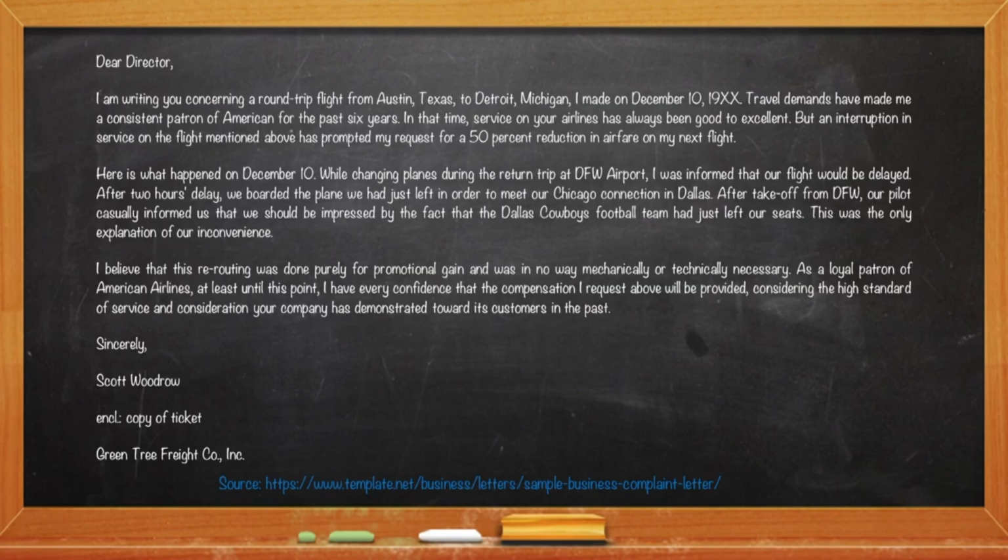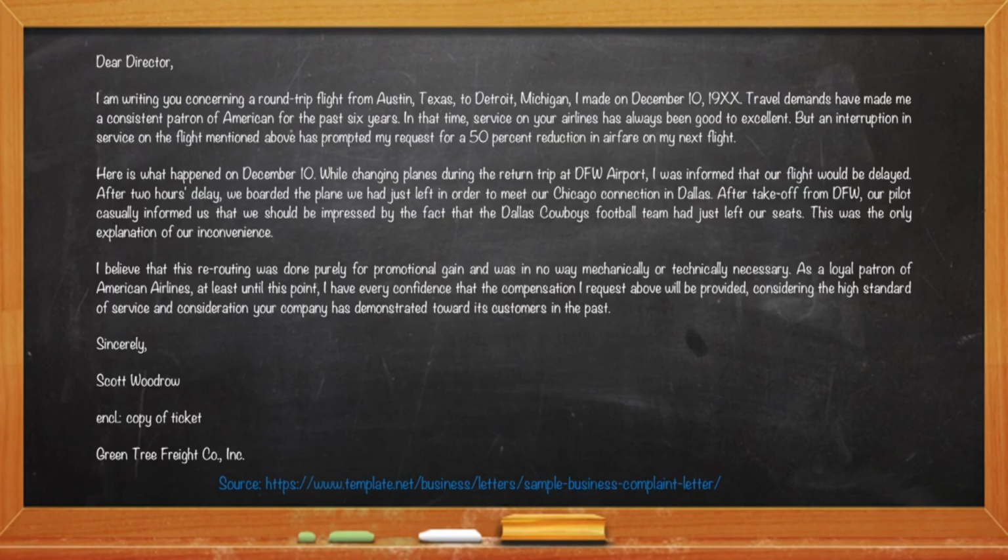So, look at the way in the last line of the first paragraph, the writer here is mentioning what he wants, and then the body of the letter. Here is what happened on December 10.